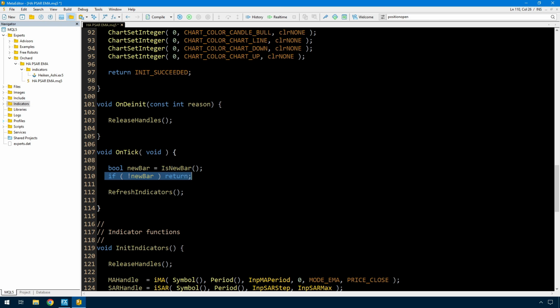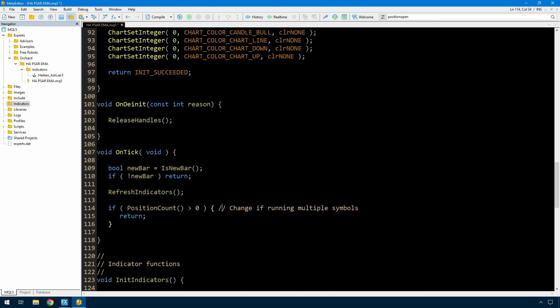And if it's not a new bar, return, because I'm only trading once on each bar. And then refresh indicators. This will return the values in those MA values, SAR value, and so on. I only need to get those on every new bar, so I'll call that, and I'll write that function a little later. Now I also only want to have one position open at a time. For this test, I'm just testing if position count is greater than 0. So if position count is greater than 0, then I'll just return.